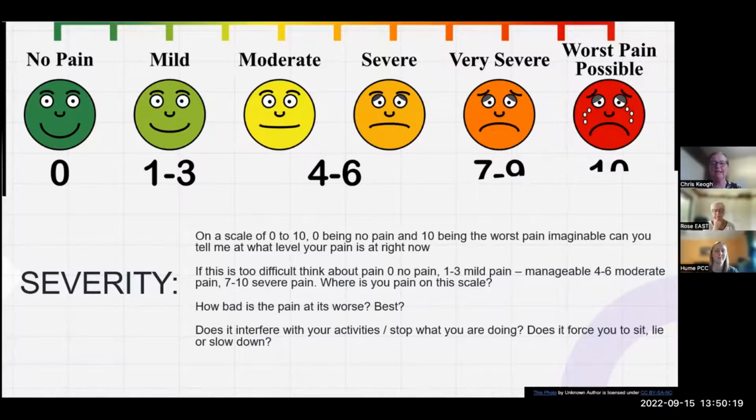And so if they can't give you a number, then they might be able to give you an idea of where it is. And as I said before, we look at when it's at its worst and when it's best. Okay. The other thing to do, if they can't really define the severity of it, is we ask them what it does. So does it stop you doing your activities, or stop you having a shower or whatever? Do you feel like you have to sit down or lie down or slow down, all the downs? So we've got some idea of the severity of the pain.